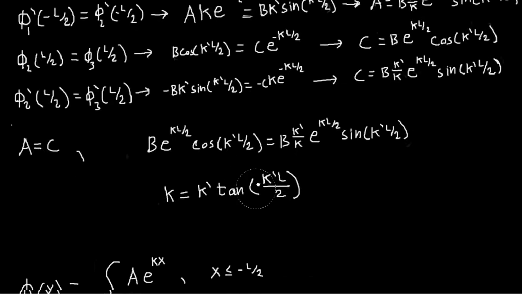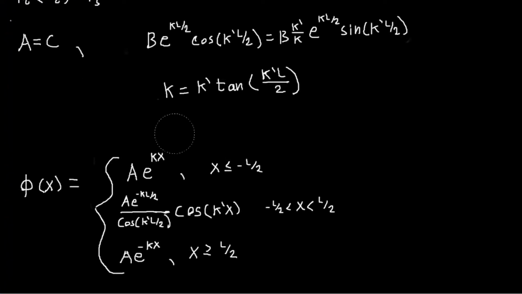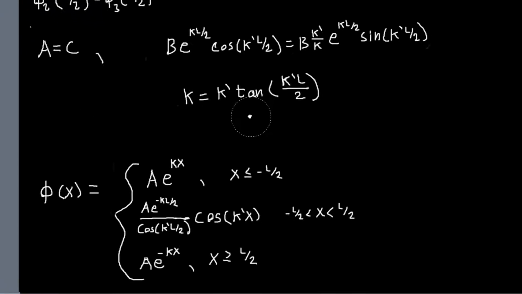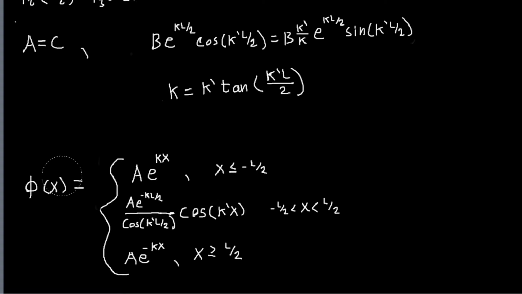If you do that, then you can write down your solutions. The even solutions would look like this. Here I've related B to A: I can solve for B in terms of A from this equation, so I've done that here. Again, A is undetermined because we'd have to find it from normalization, which I'm too lazy to do right now.